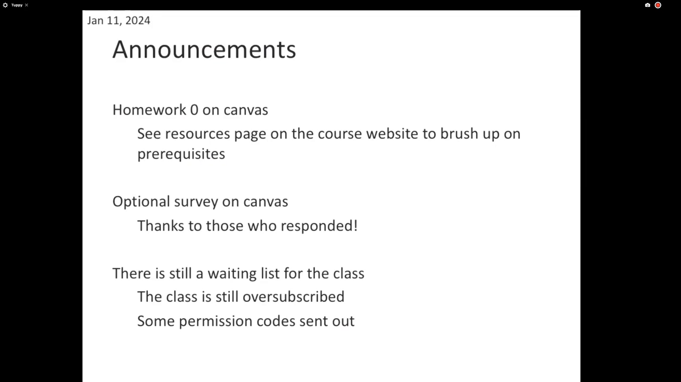And there's also a waiting list. There's still a waiting list for the class. Some spots did open up, and I did send out permission codes to grad students. But there's still some people on the wait list. I think for undergrads, there's a couple of spots that opened up. Since I don't manage undergraduate waiting lists, I don't know what's going on there. So you should either try to register on your own or get in touch with the undergrad advisor if you can't do that. Any questions about any of these things?